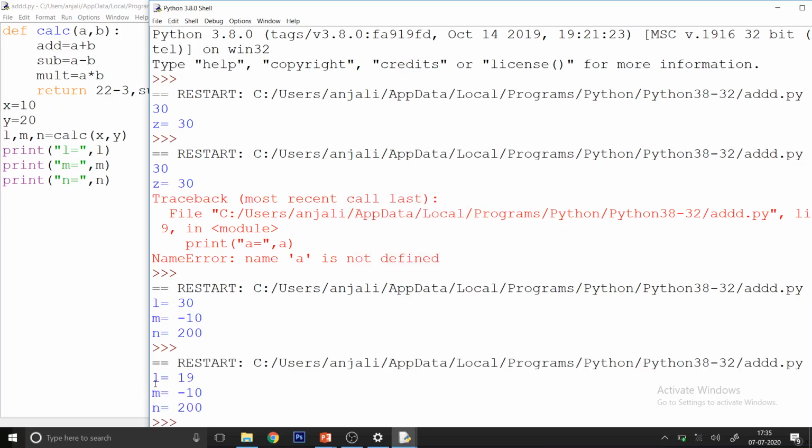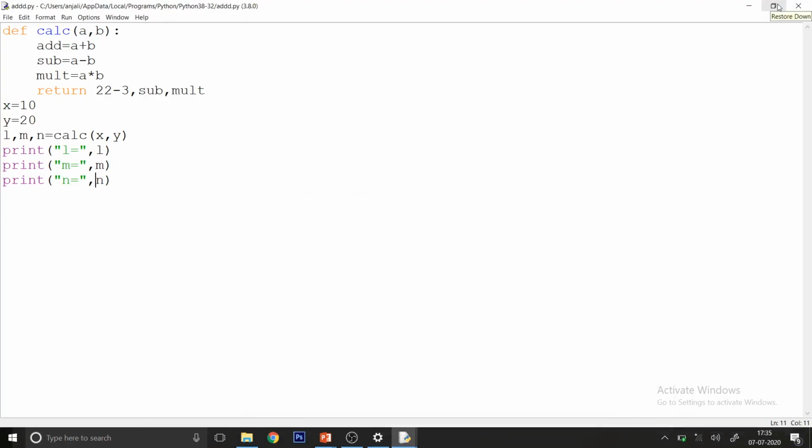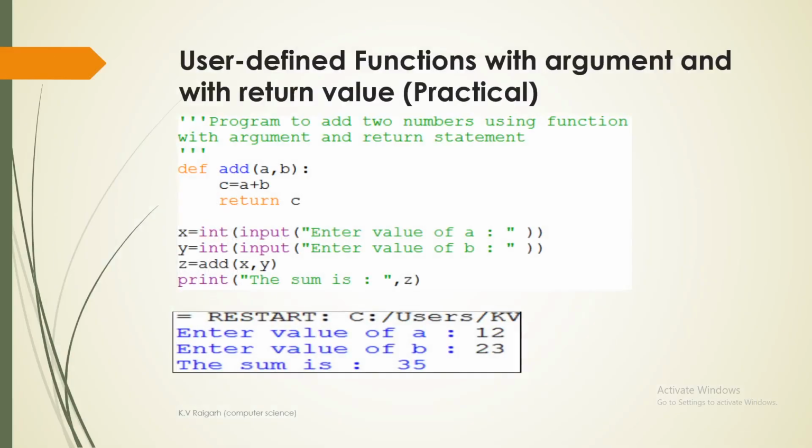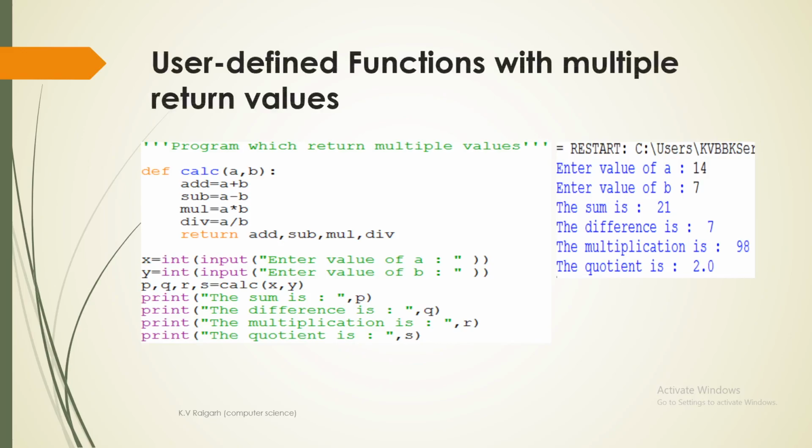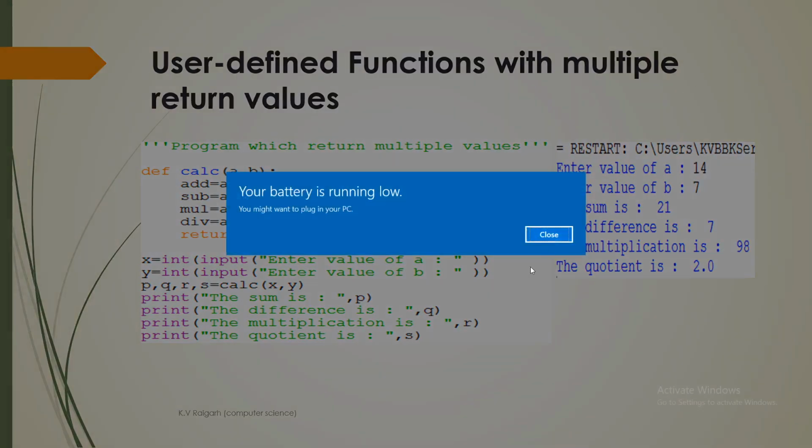Yes, now what does L contain? L contains 19 because the first value returned is 22 minus 3, and 22 minus 3 is 19. According to position, L is first, so it contains the result passed first from the return keyword, and that is 19. So in this way we can return multiple values, even in the form of expressions, but if it is an expression, we first solve that expression and then return it. This is all about the return keyword and how to return values from a function into our variables. Thank you.